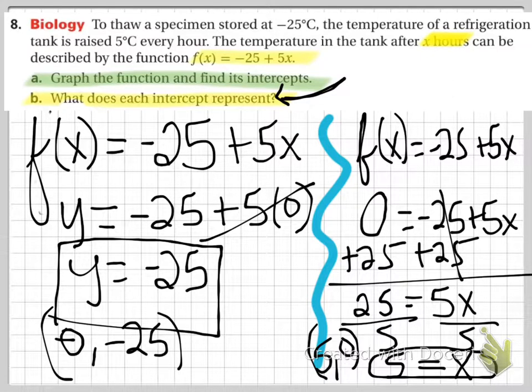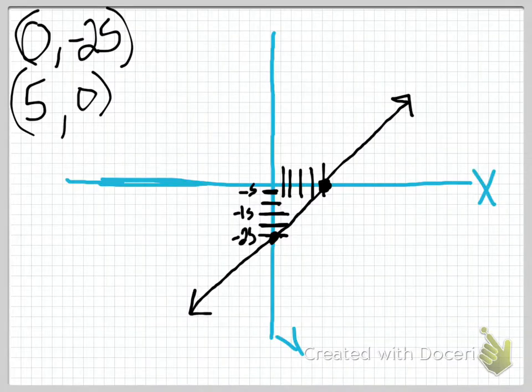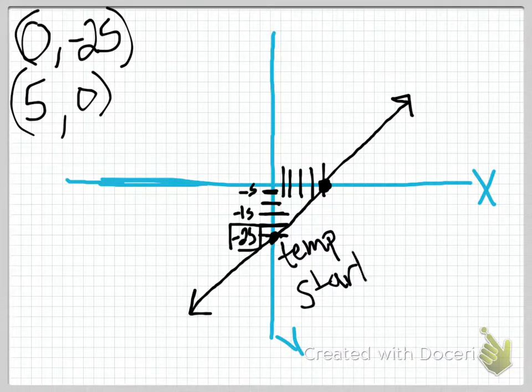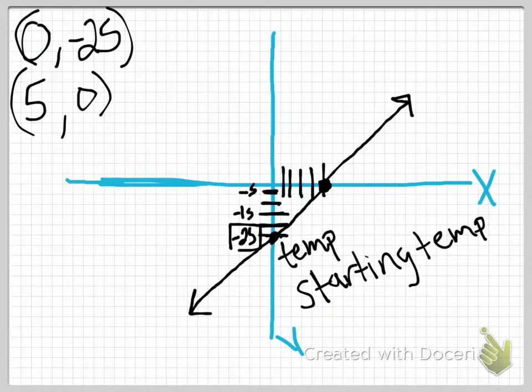Alrighty, sorry for the interruption there. The announcements came on. The next part of this question asks you, what does each intercept represent? So we know the first thing it's talking about is temperature, and we get that from right here in the problem. And the other part of the problem is talking about time, hours. When we look at our graph, this negative 25 was our temperature. So that intercept represents our starting temperature, meaning at 0 hours, our specimen was negative 25 degrees.